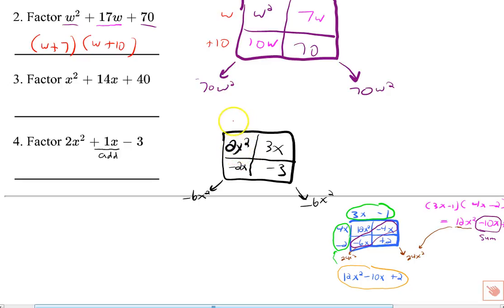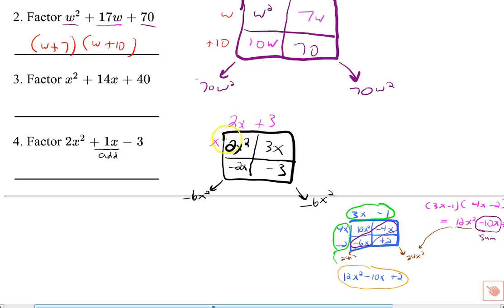2x squared has to be 2x times x. But how did I know where to put those? So one thing that I always look at is if you look at this column right here, 2x and minus 2x, both of those are divisible by 2, so I put the 2x here. And you'll find that it almost always works out that way. So 2x times x is 2x squared.